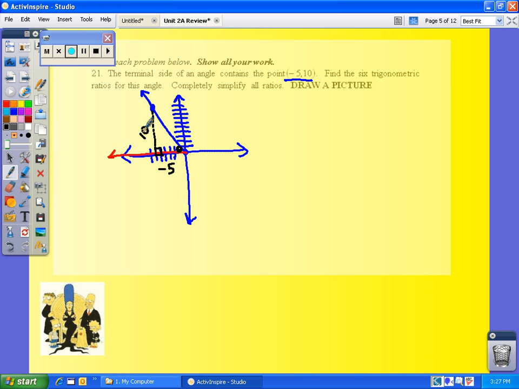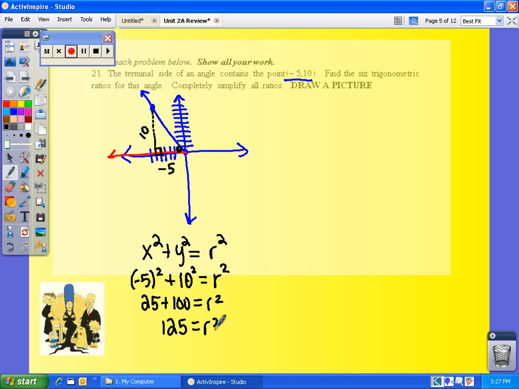This is 10, which means we need to solve for r. The equation is x squared plus y squared equals r squared. Or you can use the other one, which is the square root of x squared plus y squared equals r. Two, both the same thing. I'm going to stay with this because it resembles Pythagorean theorem. So I have negative 5 squared in parentheses plus 10 squared equals r squared. 25 plus 100 equals r squared.